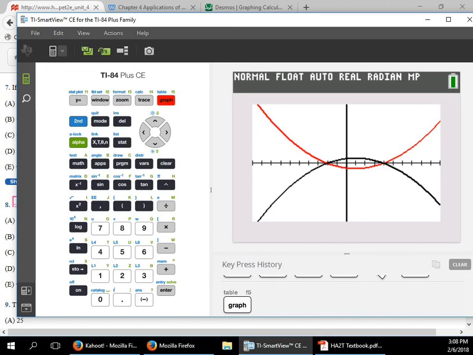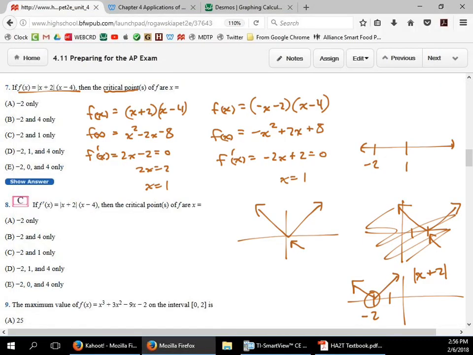So that means our critical points are at negative 2 and 1. And I don't need to do the signs on this because this problem doesn't ask for a maximum or minimum. So this problem is done.